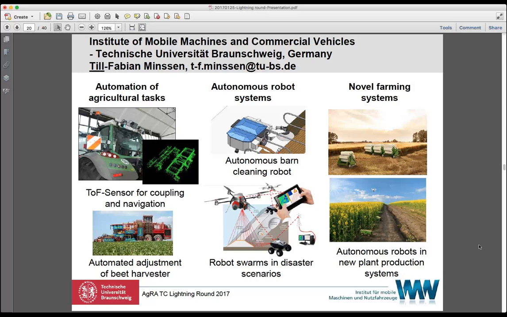We have a quite large range of projects concerning automation or robotics in agriculture. I just want to mention some of them. On the top left, we have a project where we couple a tractor to any kind of implement by using a time-of-flight sensor for the navigation of the tractor. We have a project which just started where we try to automate the adjustment of beet harvesters by image processing of the harvested beets. And what I do is on the right side. It's a project together with plant scientists and farm economists where we try to build comprehensive scenarios of future plant production systems with robots. Thanks. I'm finished. Thank you very much.